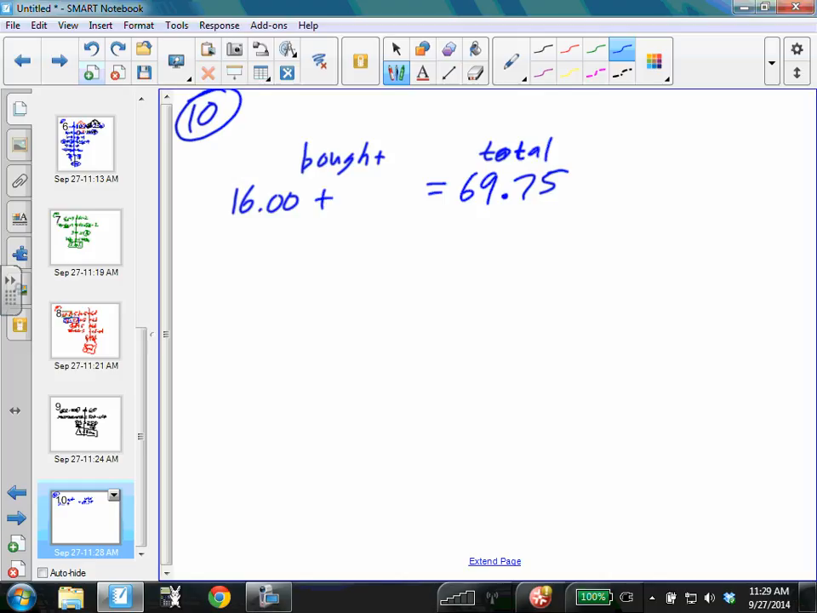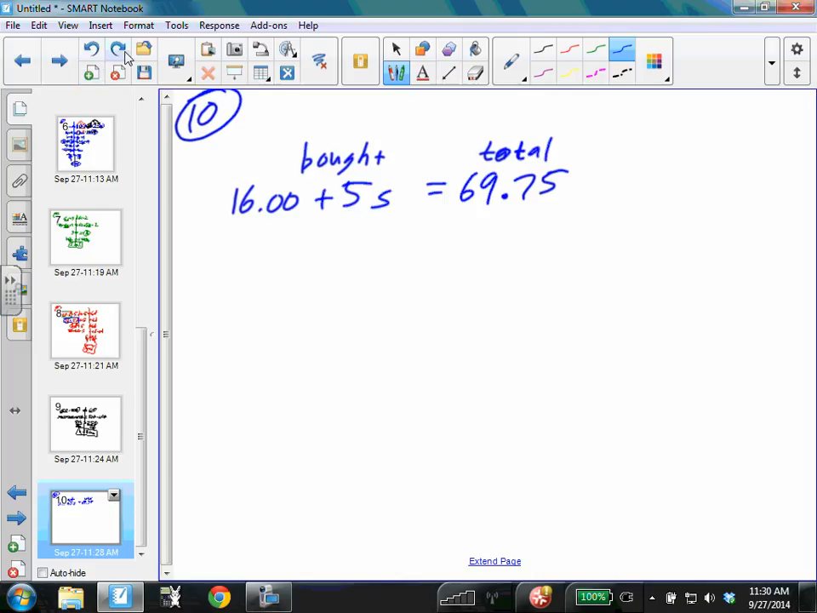And so besides that $16 she spent on potting soil, she also bought 5 shrubs. Now, it doesn't tell us how much the 5 shrubs cost, and that's actually what we're looking for. So however much a shrub cost, S, she had to pay that price 5 times. And that's why we're multiplying these things together, right? 5 times S would be 5 times the price of a shrub.